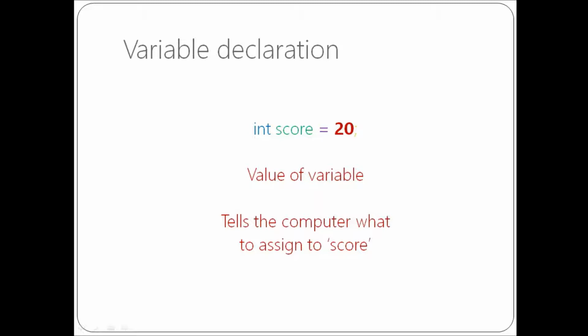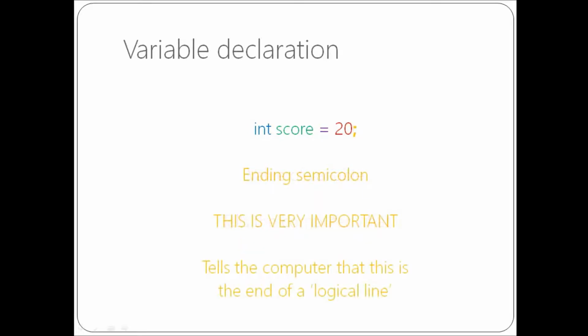And then finally, and probably the most important part of all, is the ending semicolon. This is very important. On pretty much every single line of code in C++, you put a semicolon on the end, except if you've got if statements and you're starting loops, but we'll go over that later. As a rule of thumb, put a semicolon after every line, and if it doesn't work, take it away. It tells the computer that it's the end of a logical line, and the next line is a new line.